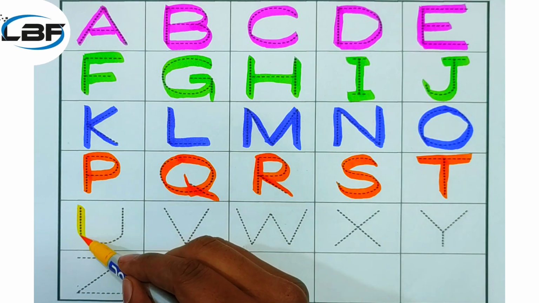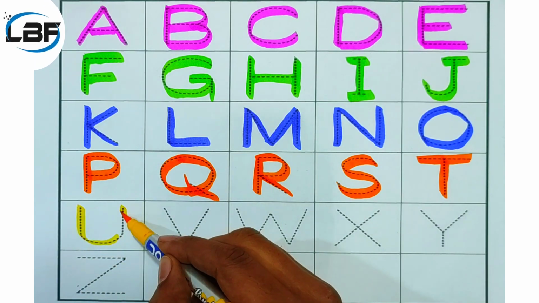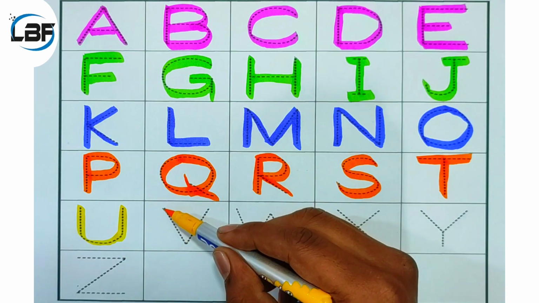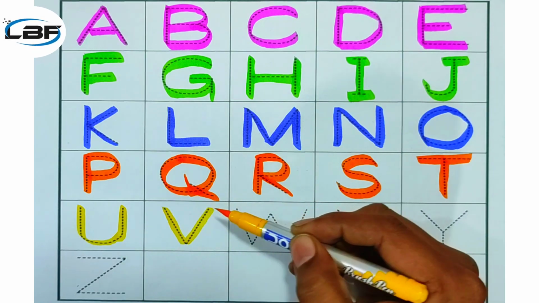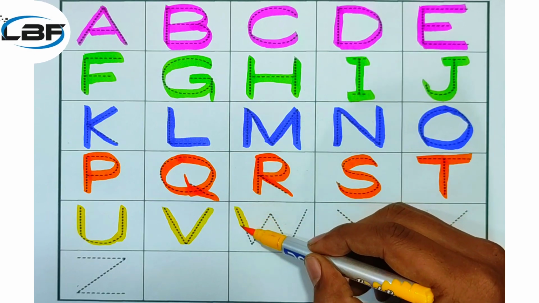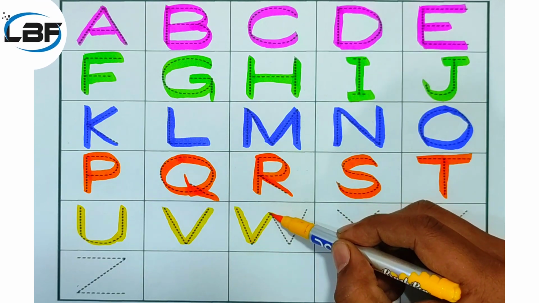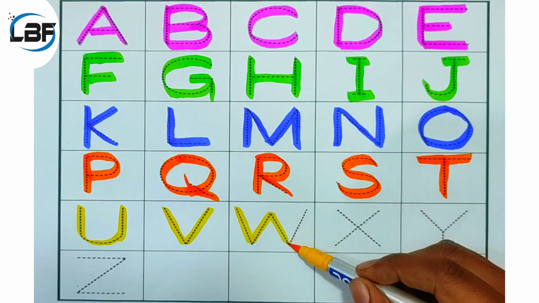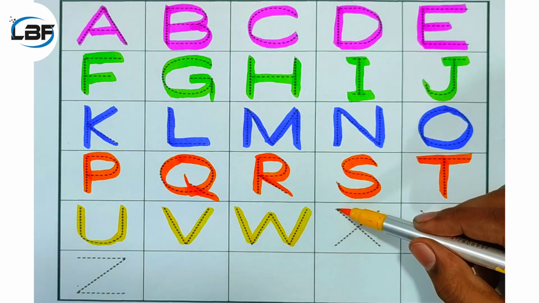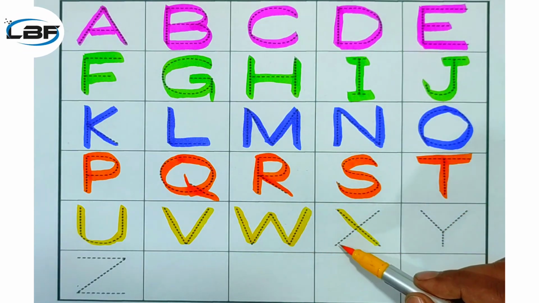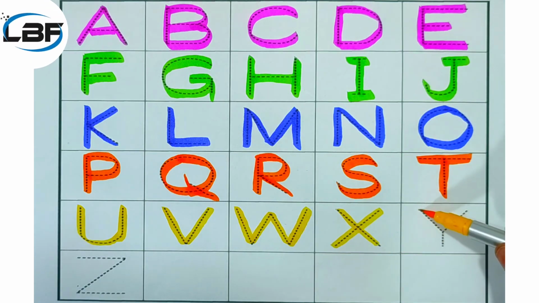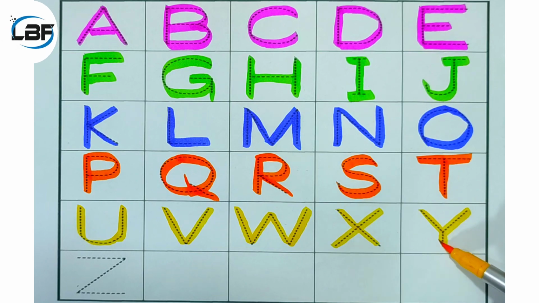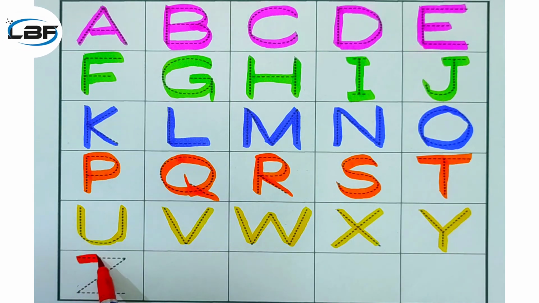Yellow color. U for umbrella. Yellow color. V for van. Yellow color. W for was. Yellow color. X for X-ray. Yellow color. Y for yak.